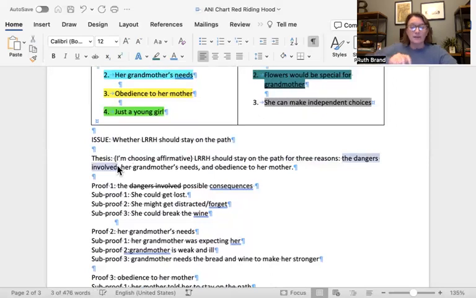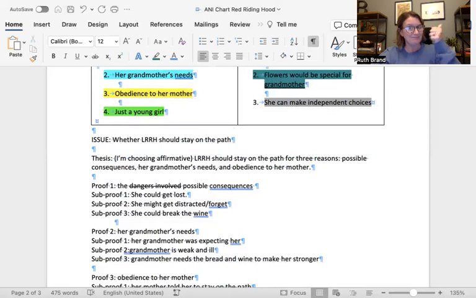Now let's see if I got 3 solid things. Possible consequences. There. I like that. Little Red Riding Hood should stay on the path for 3 reasons. Possible consequences, her grandmother's needs, and obedience to her mother. Excellent. Moving forward. Now I decided to write out my proofs.